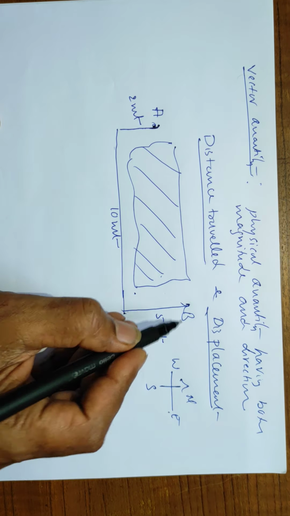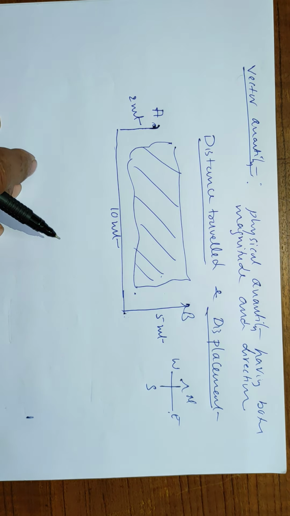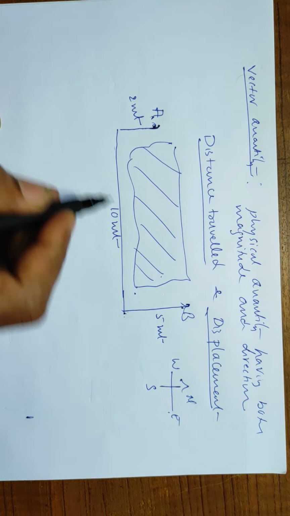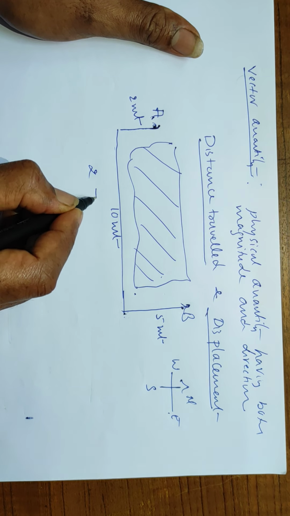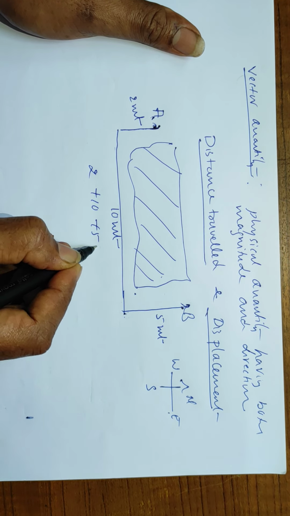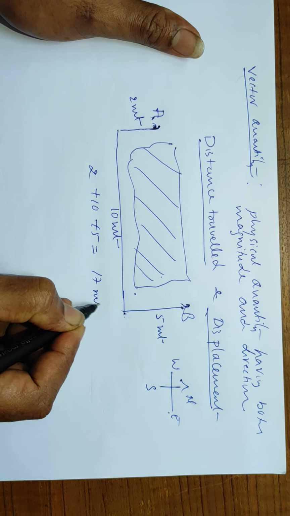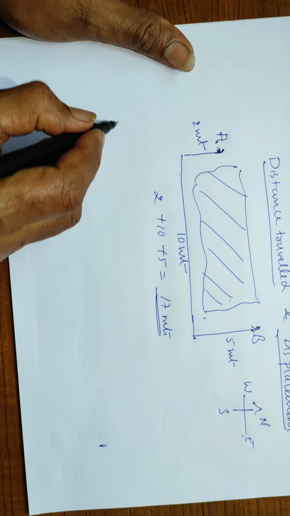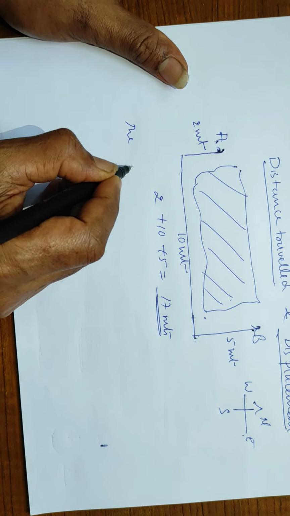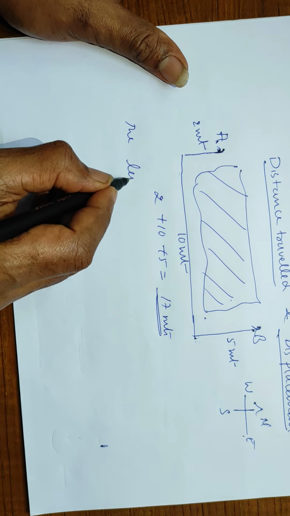So A is the initial point, and B is the final point. How much distance has he covered? 2 plus 10 plus 5, that is 17 meters. The length of the actual path is called distance traveled.